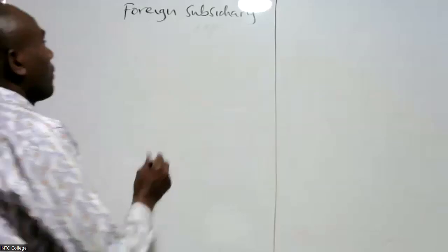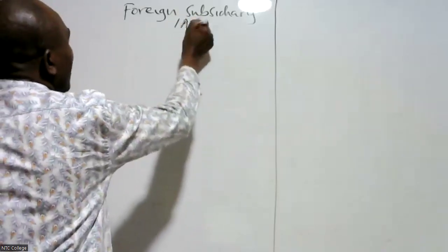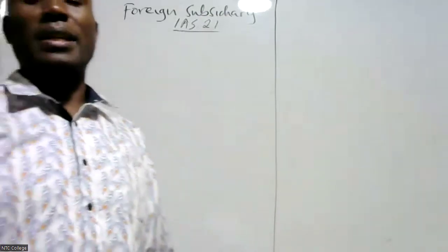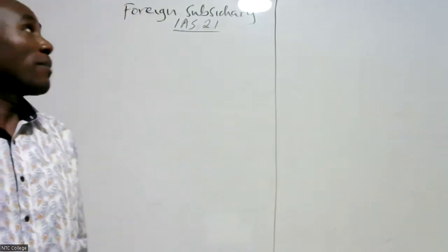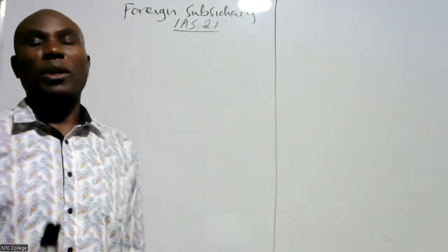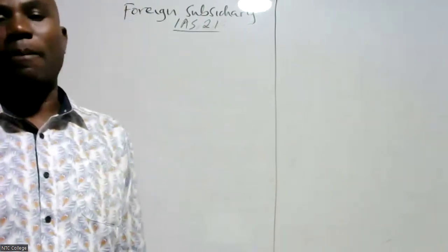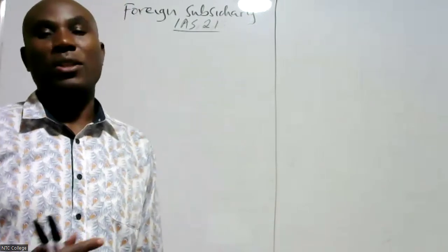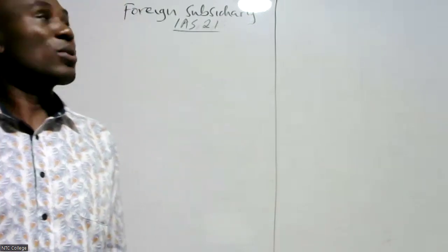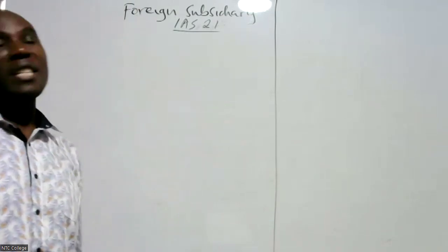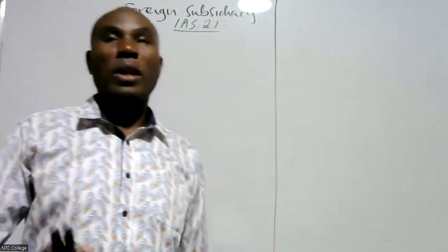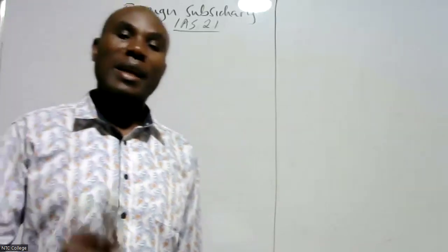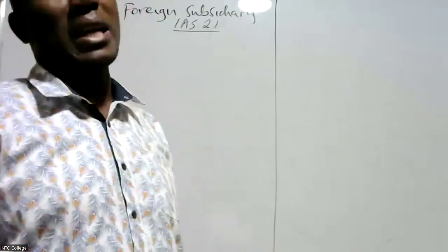Okay, we look at foreign subsidiary, that is IAS 21, foreign currency translation. When we talk of a foreign subsidiary, this is where the parent company may decide to acquire a subsidiary in a foreign land or in a foreign jurisdiction. Remember, the subsidiary in the foreign land will be reporting in the foreign currency, while the local company, like a Kenyan company, will be reporting in local currency.